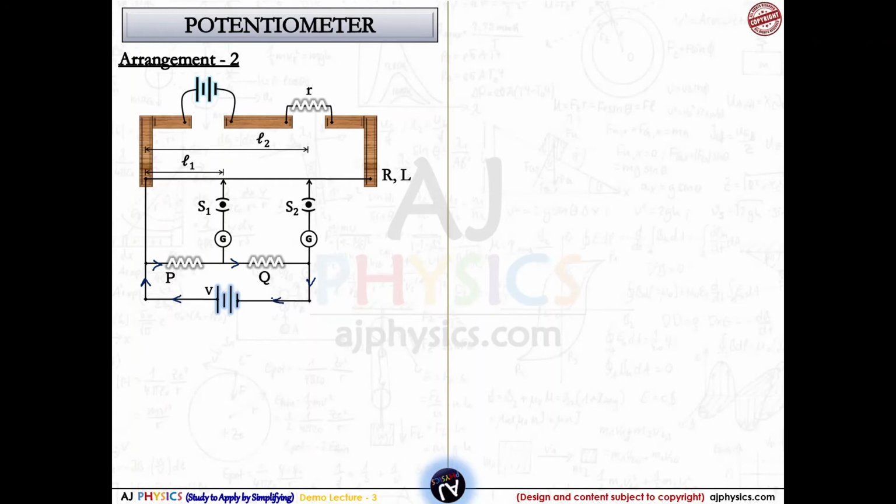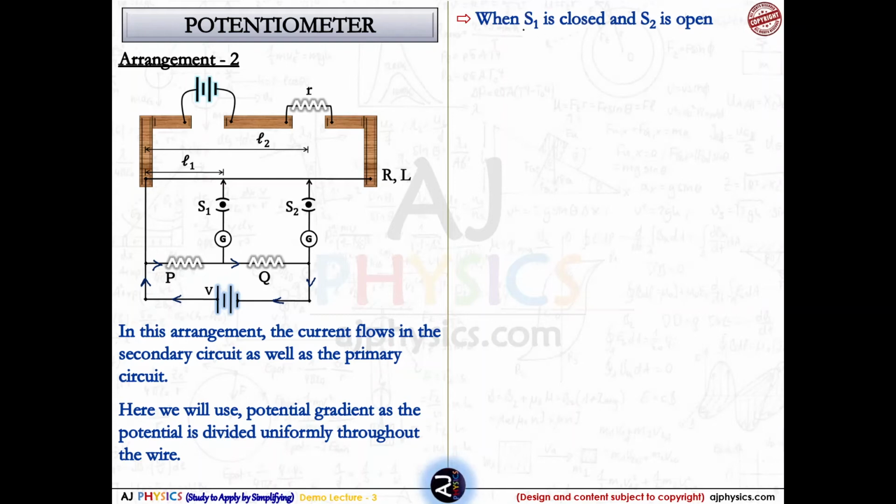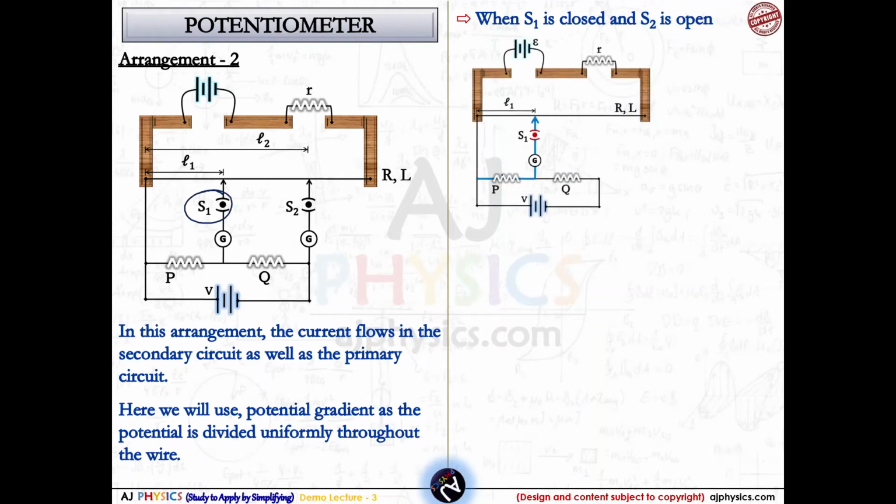Okay, so whenever you attempt a question related to arrangement 2, the statement of the question will actually give you a hint that this is arrangement 2. How will it give you a hint? When you read the question, it will be written that the switch S1 is closed and S2 is open.